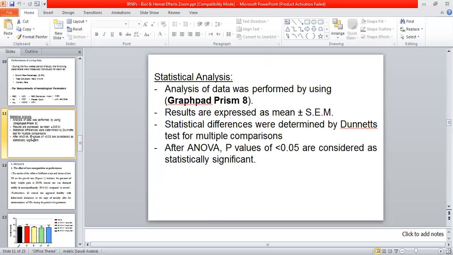Statistical differences were determined by Dunnett's test for multiple comparison. And after finding out the p-value by using analysis of variance, a p-value less than 0.05 was considered statistically significant.